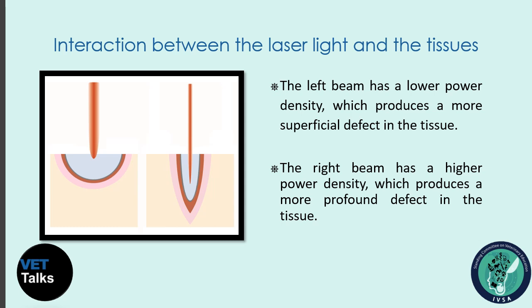Starting now to talk about the interaction between the laser light and the tissues, we can say that the beams can have lower or higher density depending on what interaction we want to have with the tissue. As you can see in the image, the left beam has a lower power density, which produces a more superficial defect in the tissue. On the other side, the right beam has a higher power density, which produces a more profound effect in the tissue.